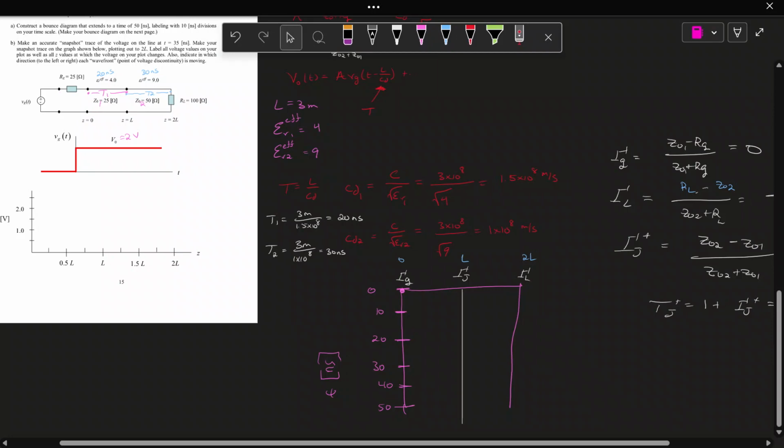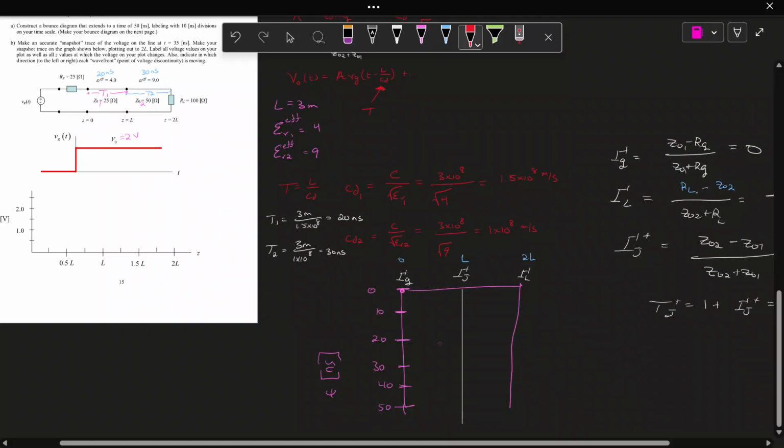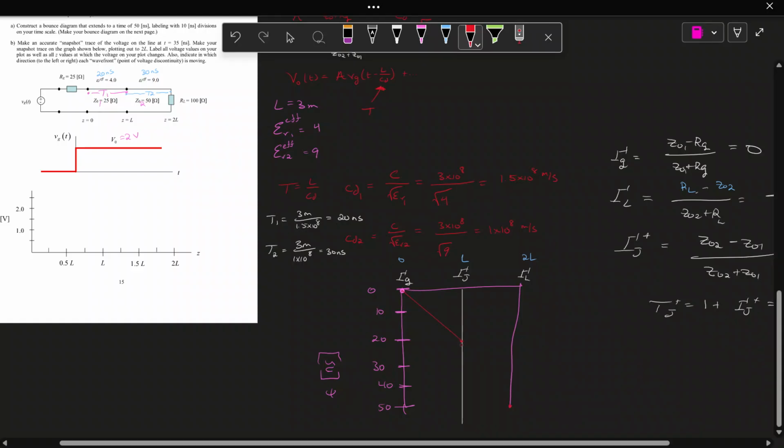How long does it take for the waveform to get from the source to the junction? Well, it takes 20 nanoseconds. So that's what we should draw. We should just draw a straight line from source to junction, and we can label this at 20 nanoseconds. Then what does it do? Well, some of it bounces back to the junction, and some of it goes to the load side. So let's go to the load side first. How long does it take for the waveform to get from the junction to the load? Well, we know T2 is 30 nanoseconds, so we can say this is 50 nanoseconds. 20 plus 30 is 50, that's how I'm getting that. So then we can go here to here.